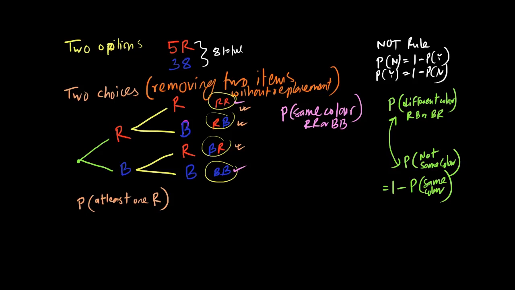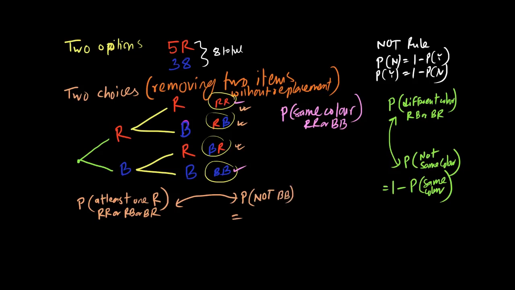So there are two approaches, just like different color and not same color. One is to do all the permutations that are possible, red and red or red and blue or blue and red, all these permutations, that is at least one red. Or an easier way of dealing with the same math is the not rule, or you can just write at least one red is the same as not blue and blue.